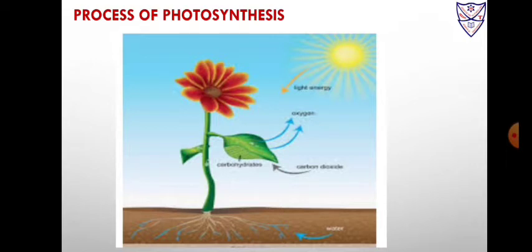Plants also need food. The process by which plants prepare their food is known as photosynthesis. Here, the plants make their food in the presence of sunlight, and leaves are known as the kitchen of the plants. Why? Because leaves make food for the entire plant.